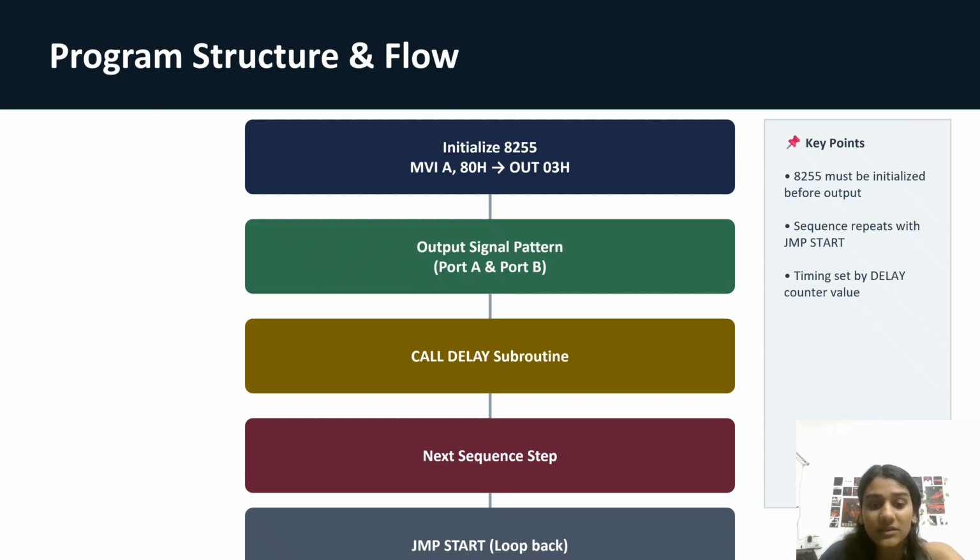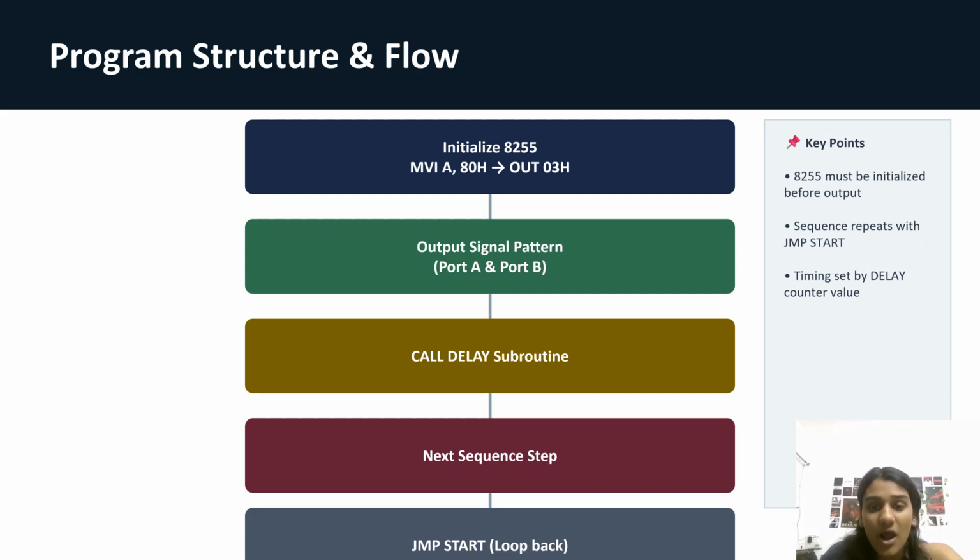Now, I'll explain the overall program flow of the traffic light controller. This flow shows how the microprocessor continuously controls the traffic signals step by step. First is initialization. First, we initialize the 8255 PPI. We load the control word 80H into the accumulator and send it to the control register using MVI A, 80H, OUT 03H. This configures all ports A, B, and C as output ports.